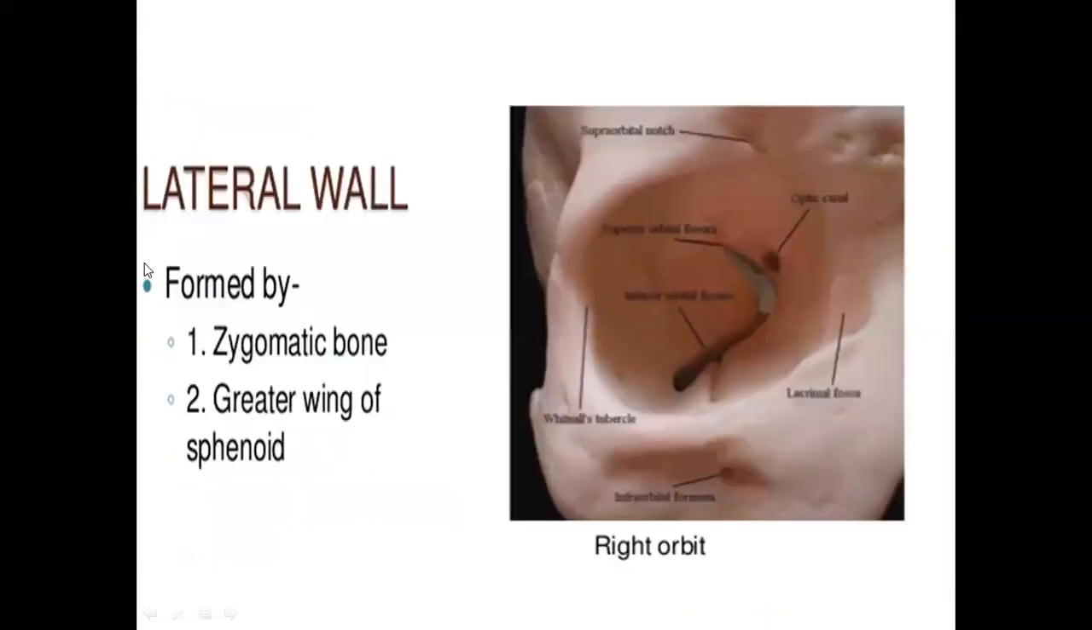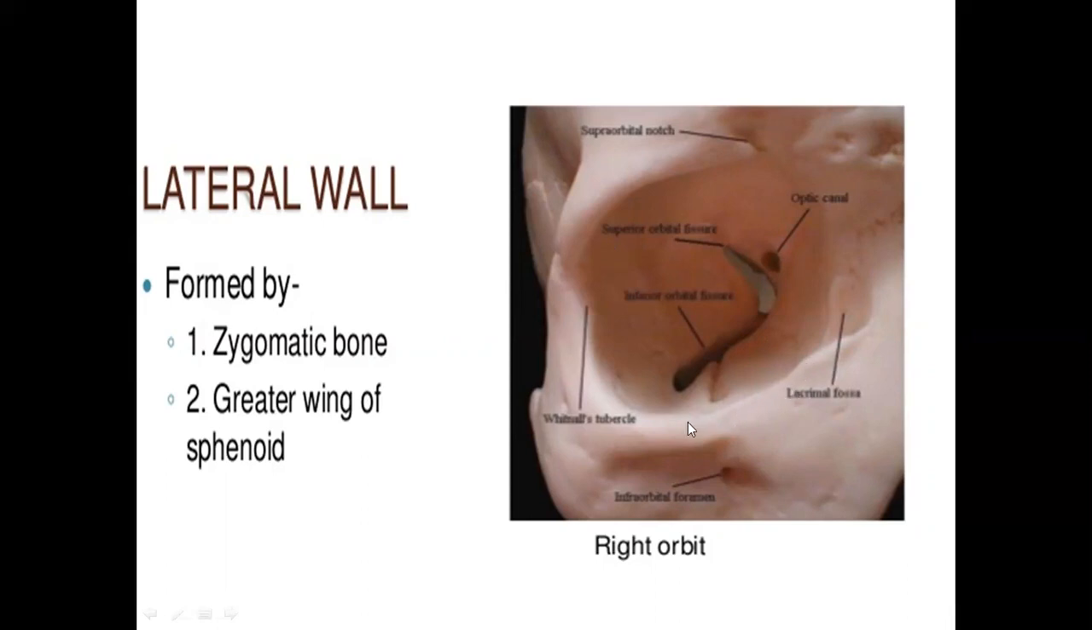Then the next one is about the lateral wall. The lateral wall of the orbital cavity is the strongest wall, and this is formed by the following bones. One is the frontal bone, the greater wing of sphenoid, and the zygomatic bone. So this lateral wall separates the orbital cavity from the temporal fossa and the middle cranial fossa.